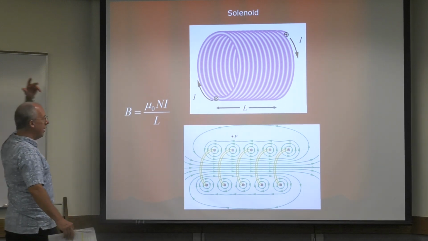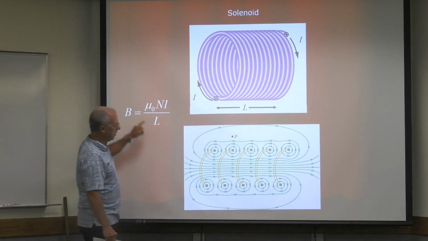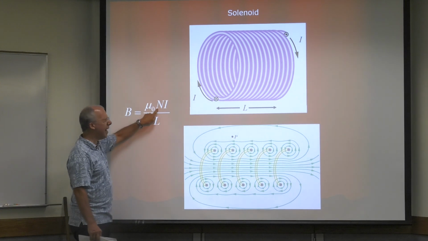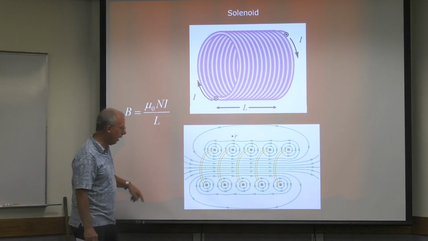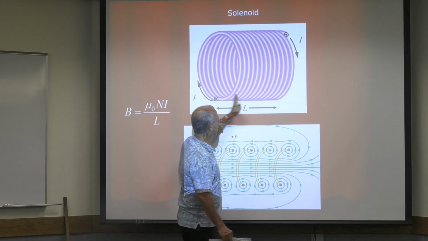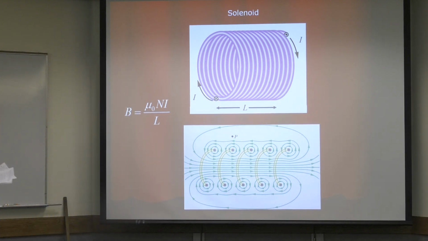And here's the equation. Wow, 3 equations already. Magnetic field inside a solenoid, mu naught, looks familiar. N, looks familiar. I, looks familiar, divided by L. What's L? L is just the length of the solenoid. Just the length. Okay? So we're going to use those. If you don't want to memorize them, just have them handy when you're doing your homework.